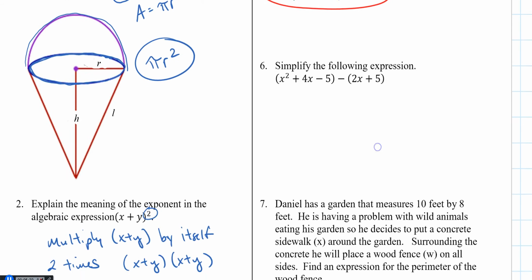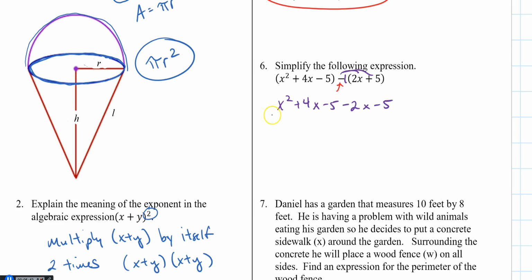Number 6, same thing, simplify the expression, but this time it's a minus sign. We talked about this in class. The first thing we want to do with that is distribute that negative 1. When we do that, we can get rid of the parentheses. So we got x squared plus 4x minus 5. And when I distribute the negative 1, I get minus 2x minus 5.